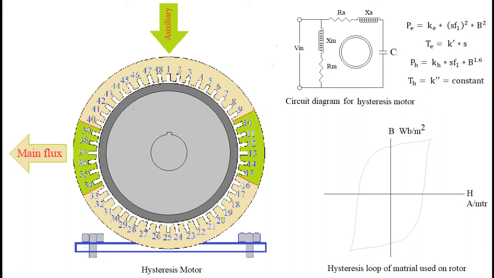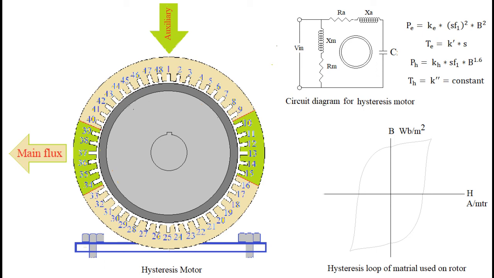Power consumed by eddy currents depends on the square of the slip, and power consumed by the hysteresis phenomenon is proportional to slip. For finding the torque, we have to divide these powers by the rotor speed, which depends on slip. So the expression of torque due to eddy currents has slip as a multiplier, but torque due to hysteresis is constant and independent of slip.